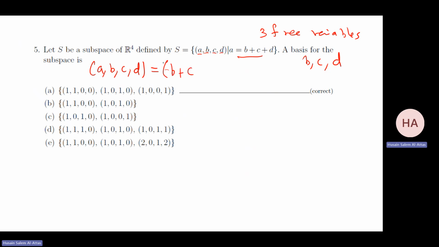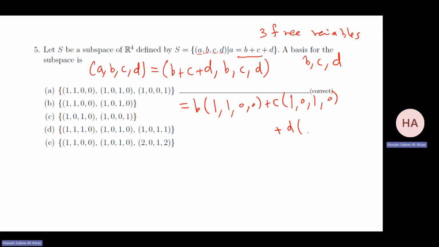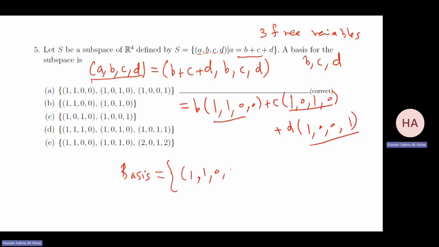So I have B plus C plus D. This is B, C, D. Take B common factor. What do you have? 1, 1, 0, 0. Take C common factor. You have 1, 0, 1, 0. Take D common factor. You have 1, 0, 0, 1. So these will be my bases, since I can write any element in R4 in terms of these three vectors, and they are linearly independent. So the basis is 1, 1, 0, 0, 1, 0, 1, 0, 1, 0, 0, 1. And that will be my basis.